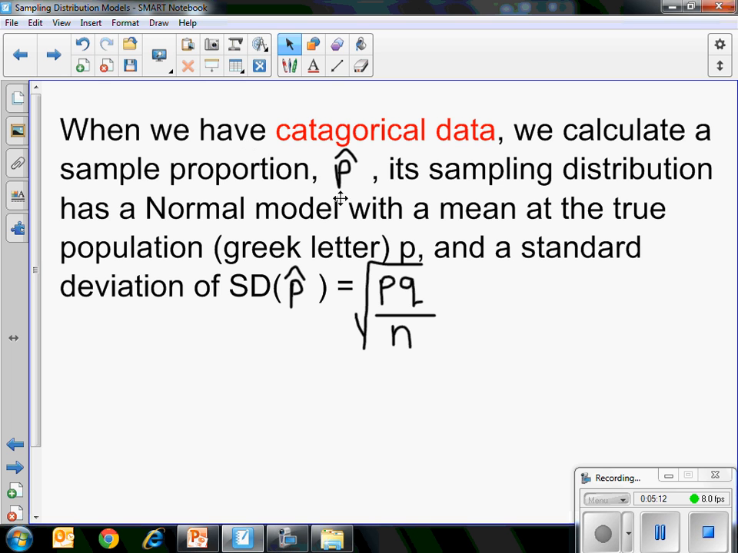So again, when we're using categorical data, we calculate the sample proportion p hat. Its sampling distribution has a normal model with a mean at its true population p and a standard deviation that's equal to the square root of pq divided by n. And we talked about that earlier, the pq divided by n. So this is categorical data.